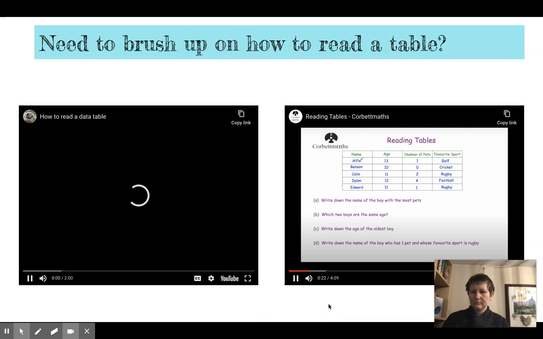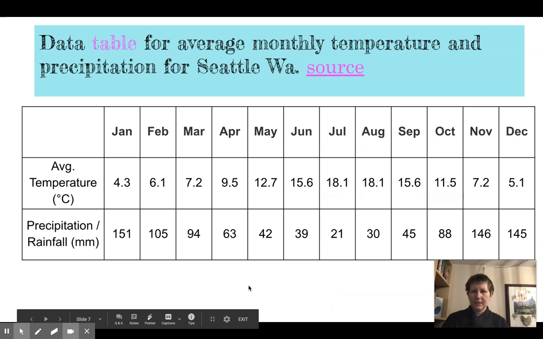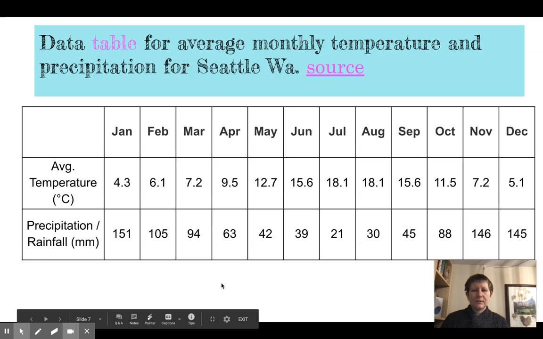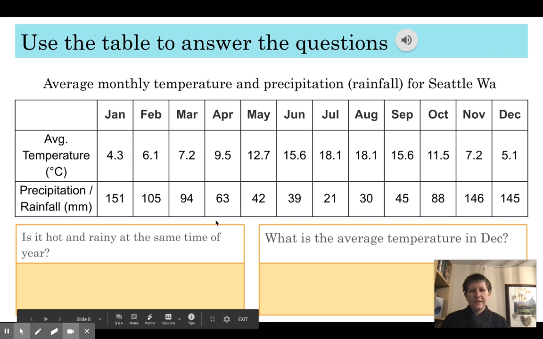So let's have a look at this table. Okay. Here is the first data table we're going to look at. And so in this data table, you can click here and you can see where I got the data for. It's for the average monthly temperature and average monthly precipitation or rainfall for Seattle, Washington. And so here you have the months up here, average temperature, and average precipitation. And so this is going to be your source where you can see the data really well to answer these questions here.